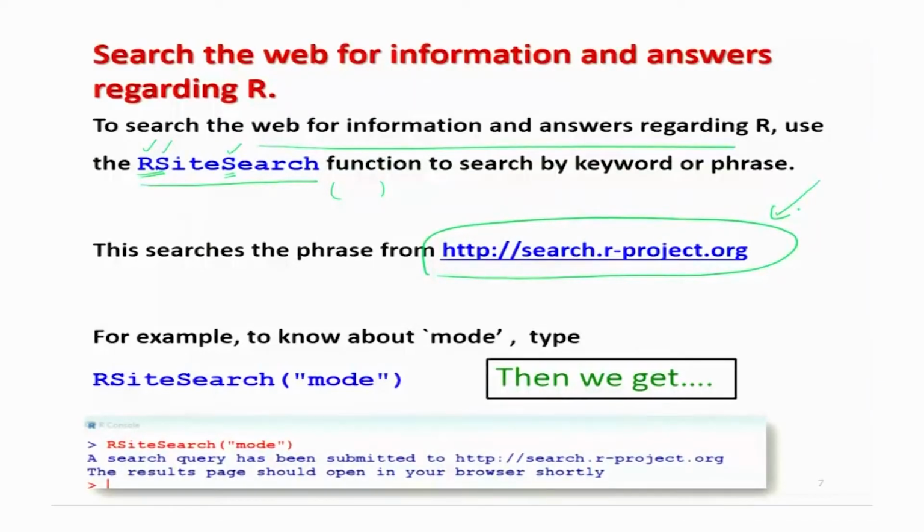For example, in case I want to know about mode, MODE, I will simply type on the R console capital R, capital S, then small letters ite, and then capital S, and then earch in lower case. So, if I write RSiteSearch and within parenthesis, within double quotes, I write mode, then you will see a screen like this one, and after that a browser is automatically opened. Let me show you this, and you will see that this type of website is open.